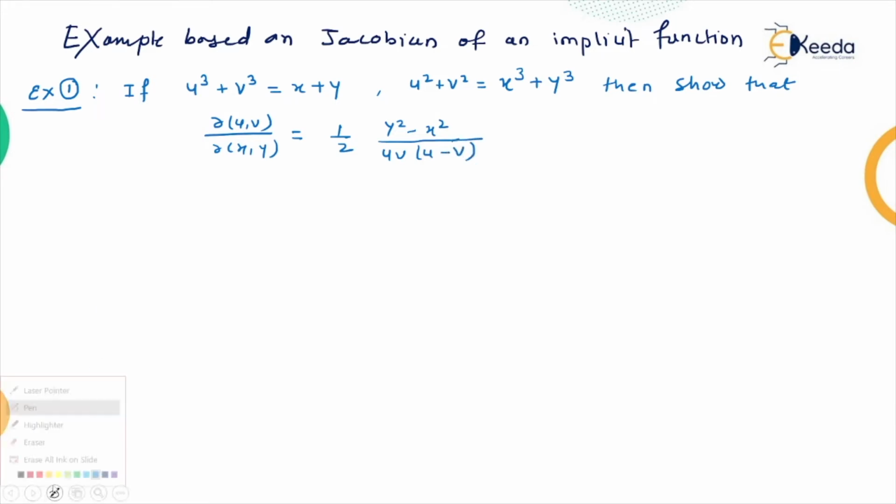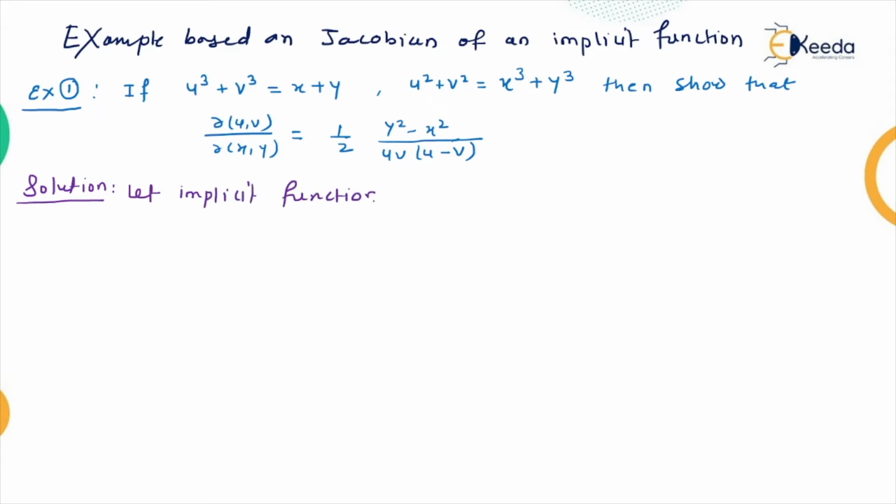So focus on your question, what is given to you and what you have to solve here. Let me start the solution. Let the implicit functions be given as follows. What are the implicit functions given in the question? We say it is a function of u, v, x, y. So there are 2 variables and 4 variables, function of u, v, x and y.